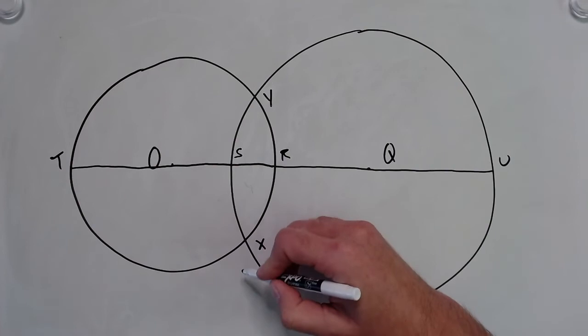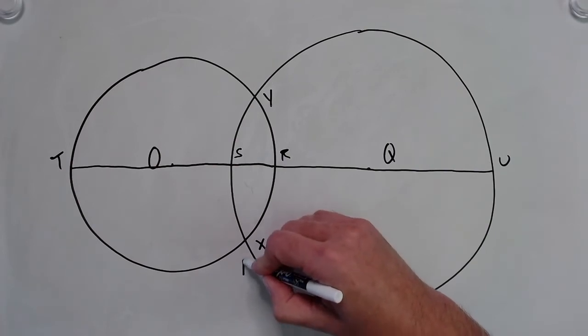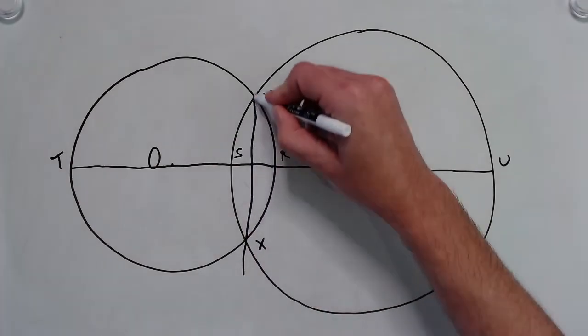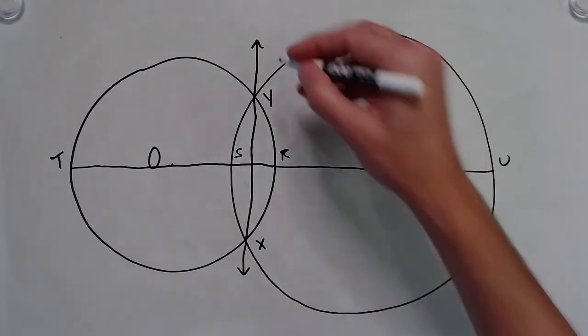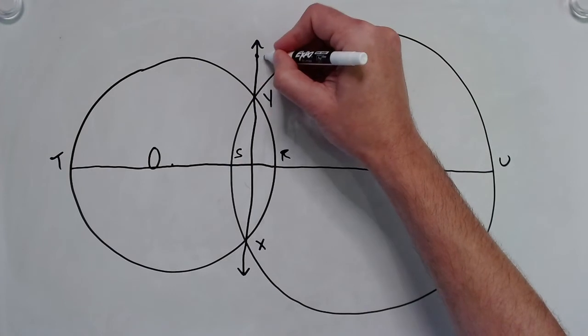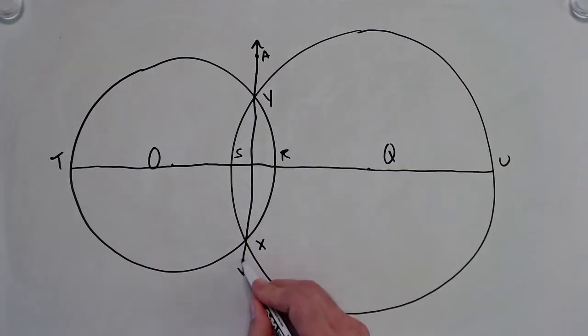And what I'm going to do is draw a line through X and Y, like this. Well, that is not a straight line, but it's a line. I've got arrows on it. That makes it a line. And we're going to add a point up here, A, and a point way down here, B. So there's a lot going on here.